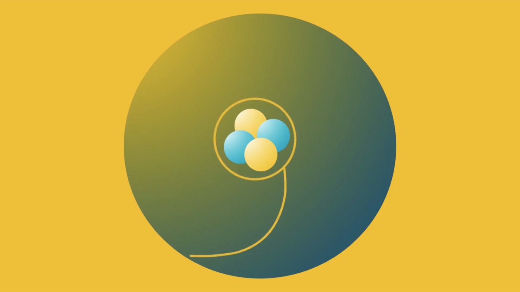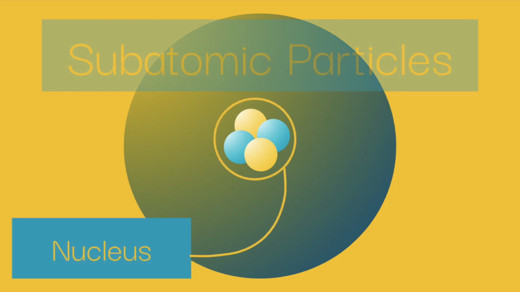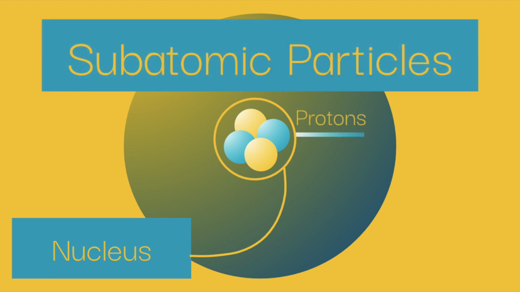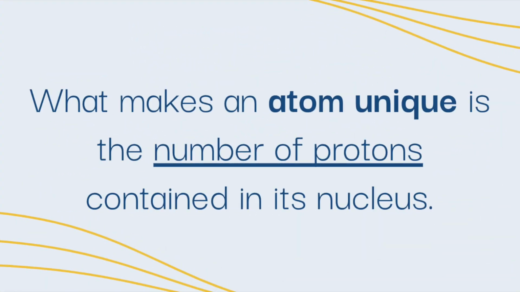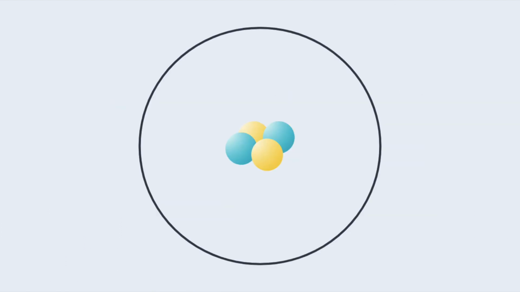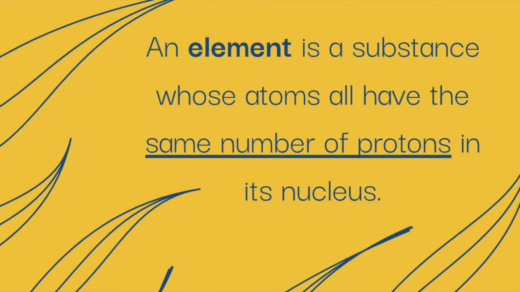Remember from the past video that in the nucleus of an atom, there are subatomic particles called protons and neutrons. What makes an atom unique is the number of protons contained in its nucleus. The number of protons is what determines the kind of element the atom is. An element is a substance whose atoms all have the same number of protons in its nucleus.